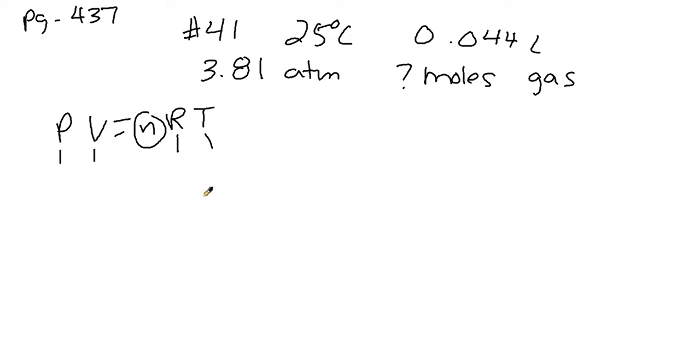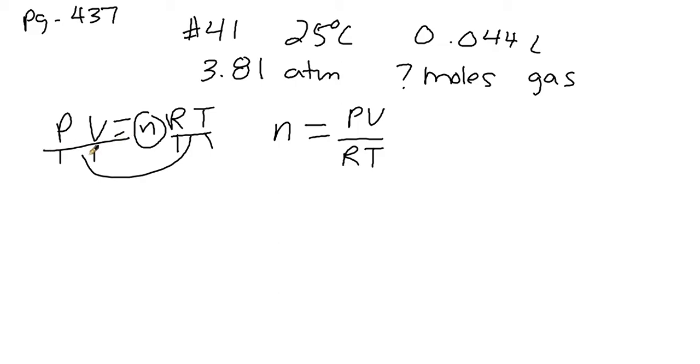We're looking for n. So how am I going to get n alone? To get n alone, I'm going to take PV over RT. These two guys are going to get divided over to give me moles alone. Okay? So we're going to take our 3.81 atm times our volume, which is 0.044 liters, and we're going to do this over the constant.